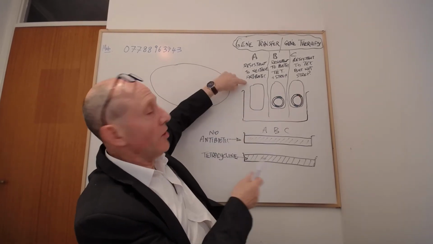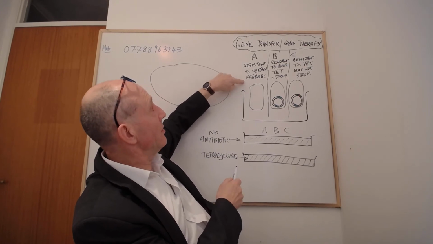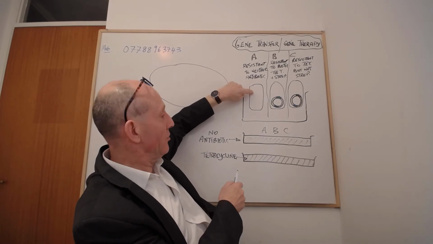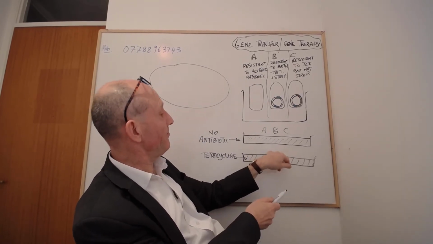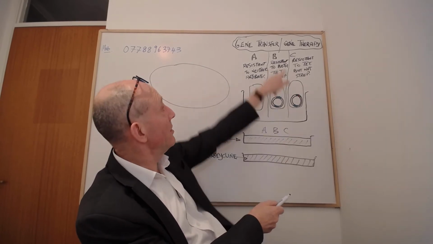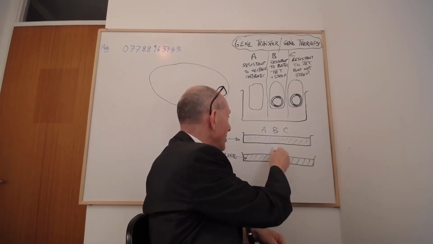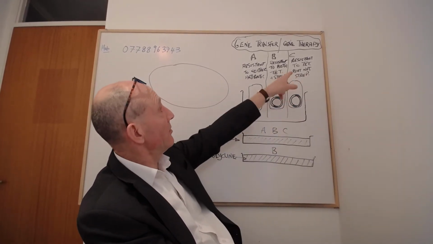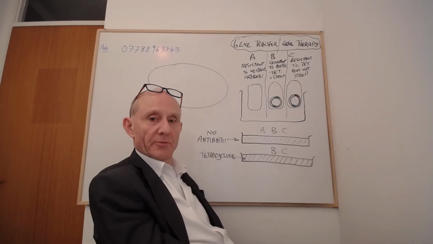Well, the answer is not A. Why will A not grow in this dish? Well, A has got no resistance to the antibiotic because it's got no plasmid. So A won't grow. What about B? Well, B's got resistance to both, so it's got resistance to tetracycline. So B will grow here on this dish. And C, well, C's got resistance to tetracycline. So B and C will both grow on this dish.